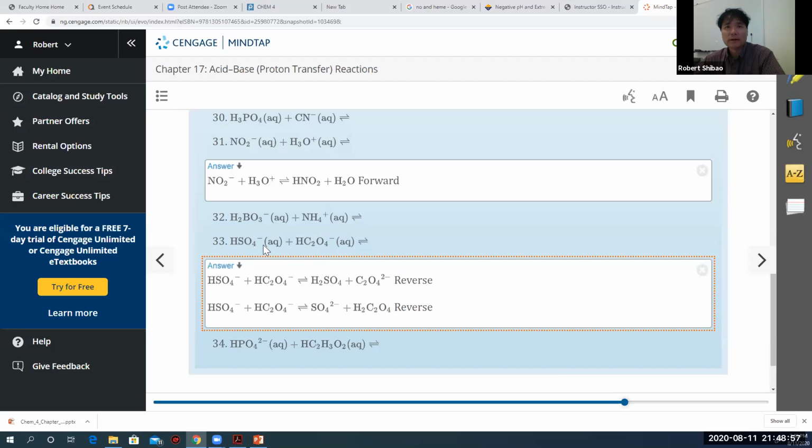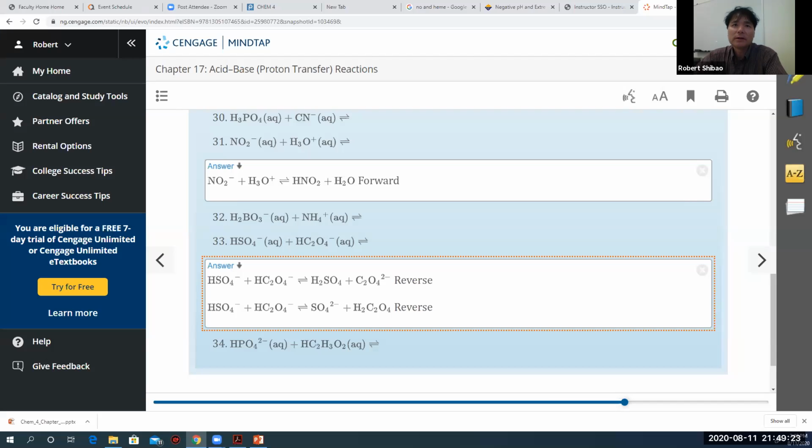Or maybe, did I get it wrong? Bisulfate is stronger than hydrogen carbonate or hydrogen oxalate. Now, what are they doing? Oh, oxalic acid, sorry. I forgot to finish the problem. So this is actually 2 steps, problem number 33.